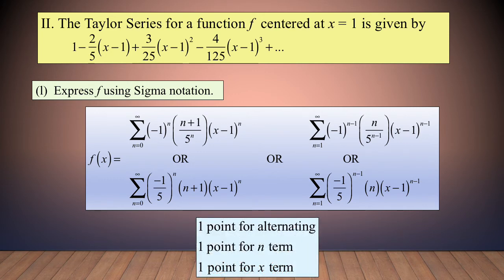3 points for this problem: 1 point for addressing the alternating series aspect of it, 1 point for the n term, and 1 point for the x term.